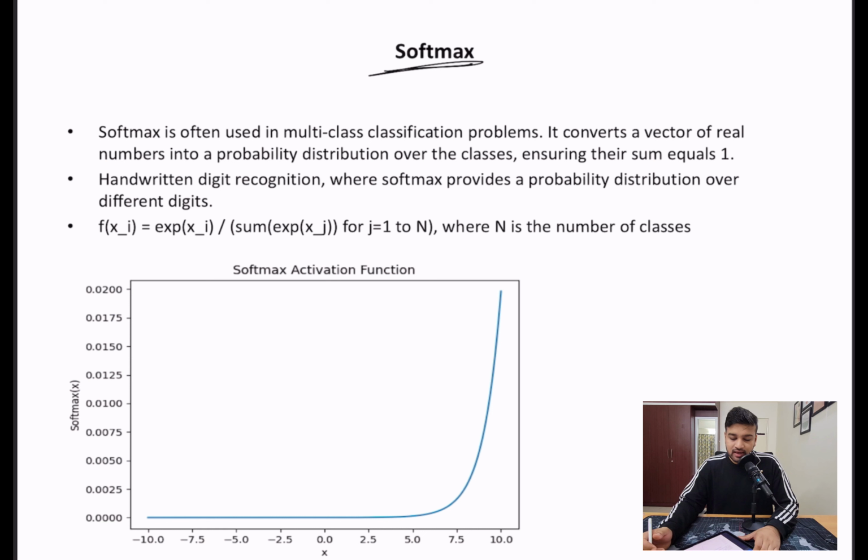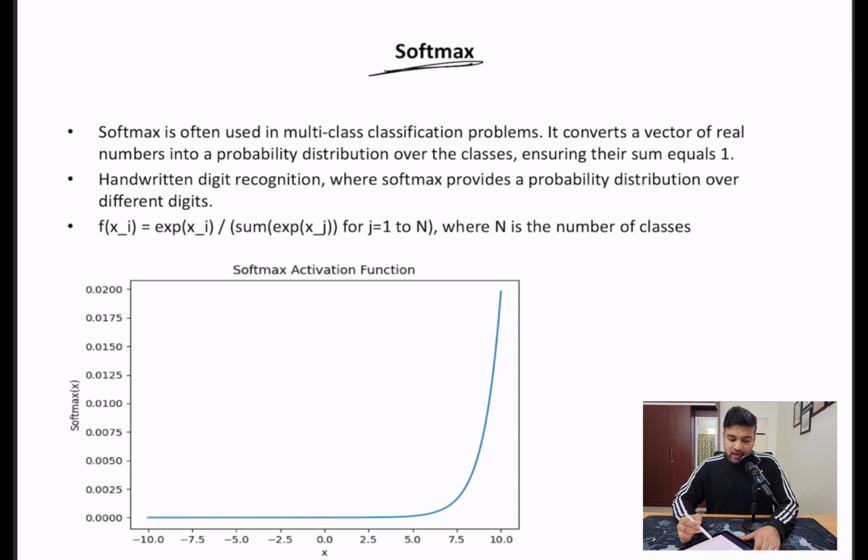Because what it does, it converts a vector of real numbers into a probability distribution. And even if the difference between the values in that real vector is not very pronounced, the output of a softmax function will ensure that even minimal differences are sufficiently pronounced, so that your model is very confident while outputting a particular class, right?